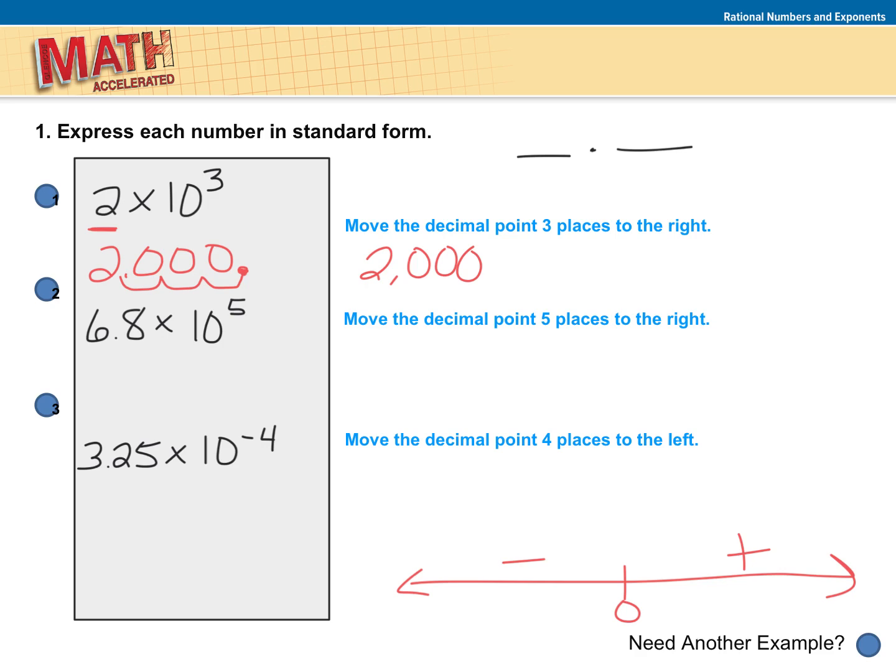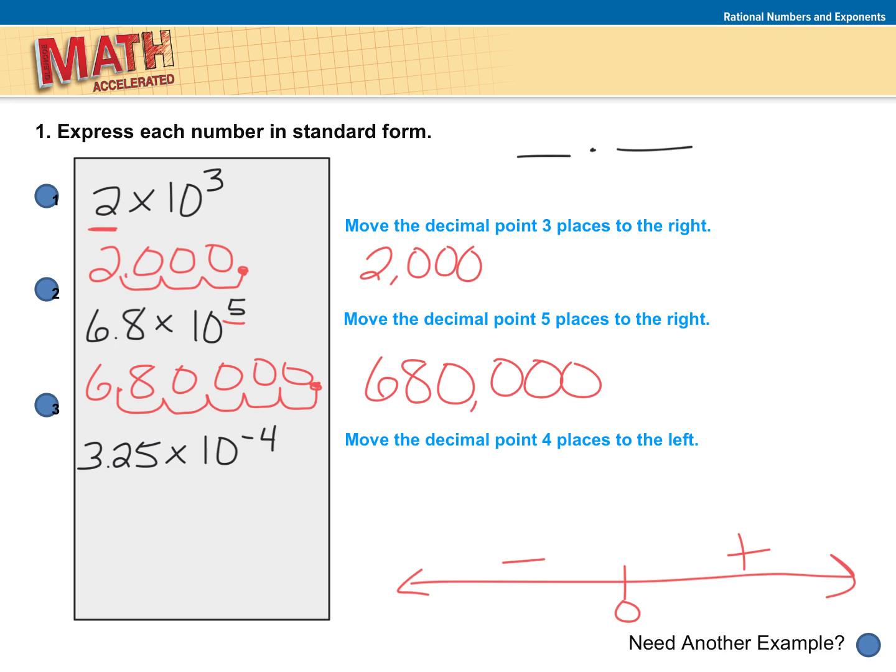Looking at number 2, how do we do that? Times 10 to the fifth, we have 6.8. What direction do we need to go in? Right. Why do you say right? Because it's positive. So we need to go 1, 2, 3, 4, 5. What do we do with all those empty spaces? Fill them in with zeros. So our new number is 680,000. Big number, right?